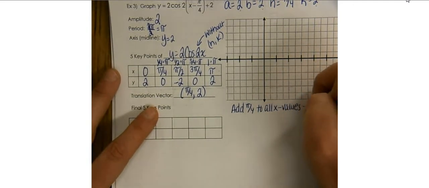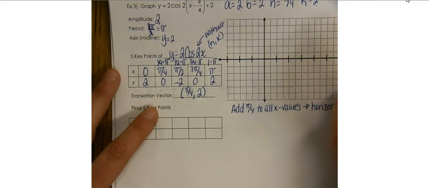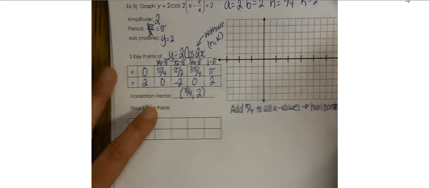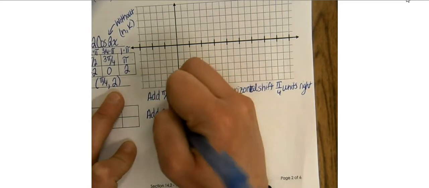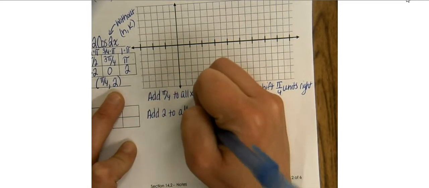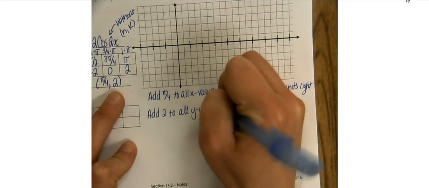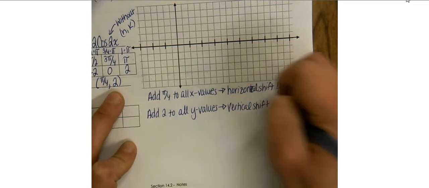which means that I'm going to have a horizontal shift pi over 4 units, excuse me, to the right. And that's because our h value is positive. So it's going to be a horizontal shift, pi over 4 units to the right. For the 2, we're going to add 2 to all y values. And that's because this means a vertical shift 2 units up.